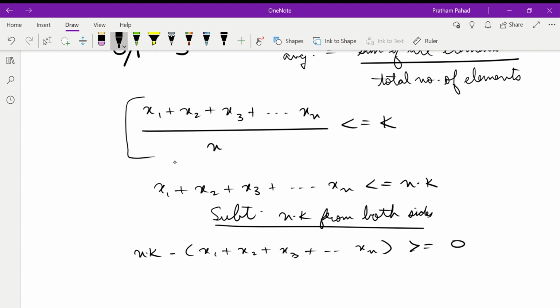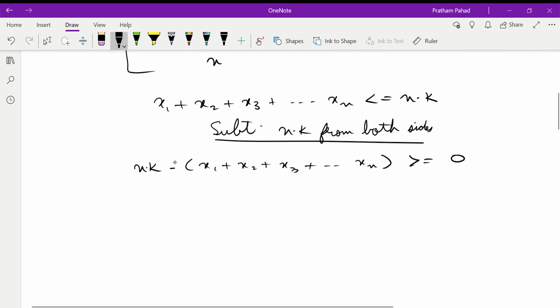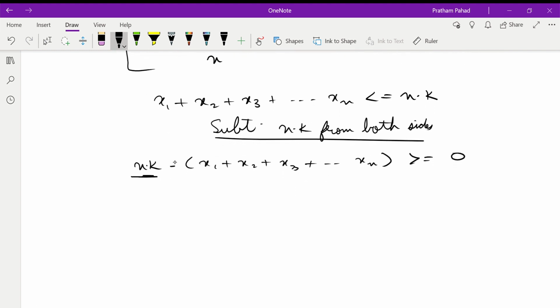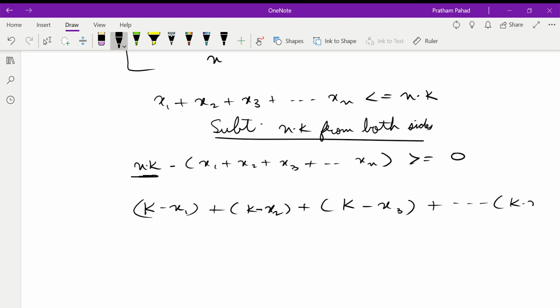Now we have n k's here, right? We have n k's. What is n? N is the total number of elements. So can I write this nk as k minus x1 plus k minus x2 plus k minus x3? Can I write this plus k minus xn?